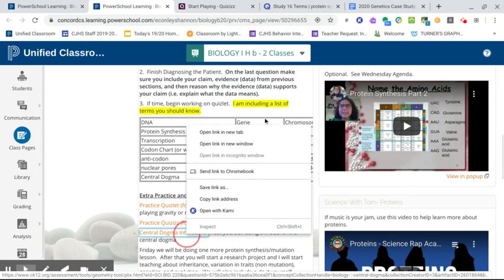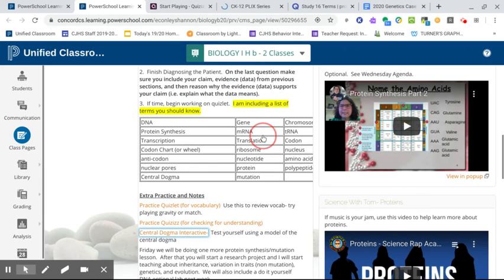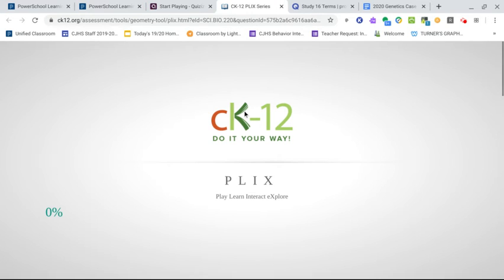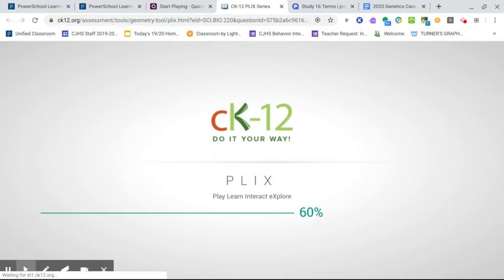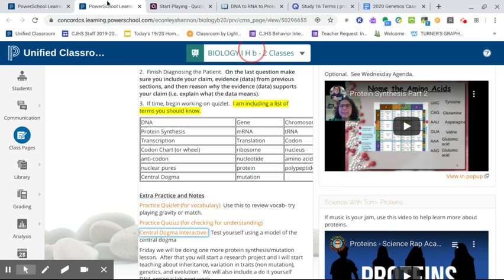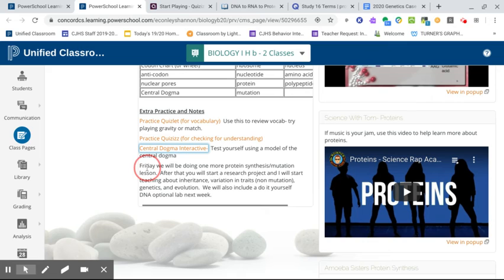And then lastly, this is sort of an overview of the central dogma. It's on the same website as our textbook, the text readings I give you, but it's going to give you an overview so you can test your knowledge by looking at a model of the central dogma going from DNA to RNA to protein. You're going to have to see if you can move the red points to where they belong here and then answer some questions about it. Hopefully these resources will help you get a better understanding.